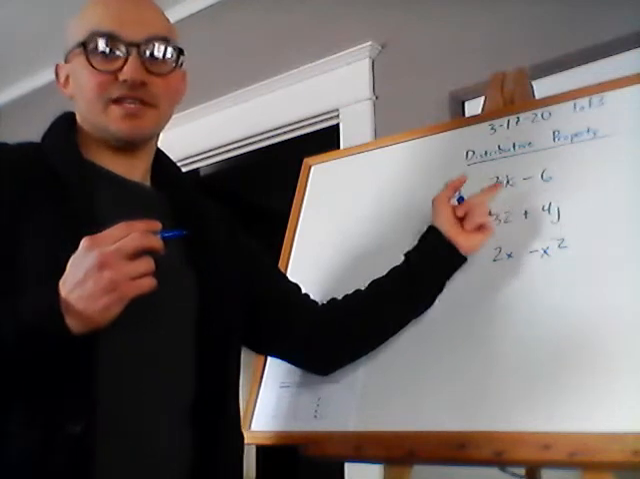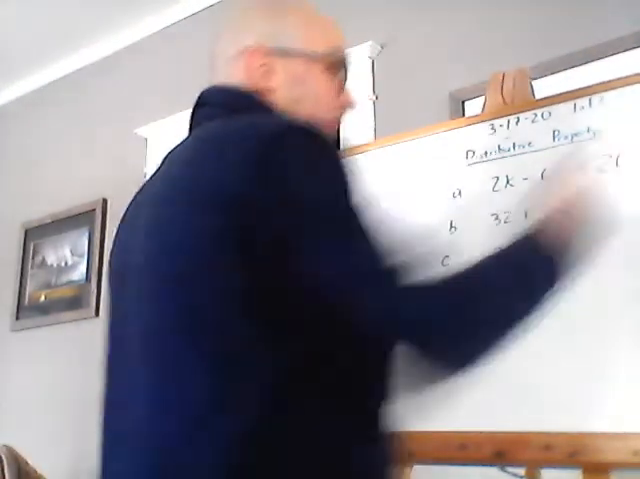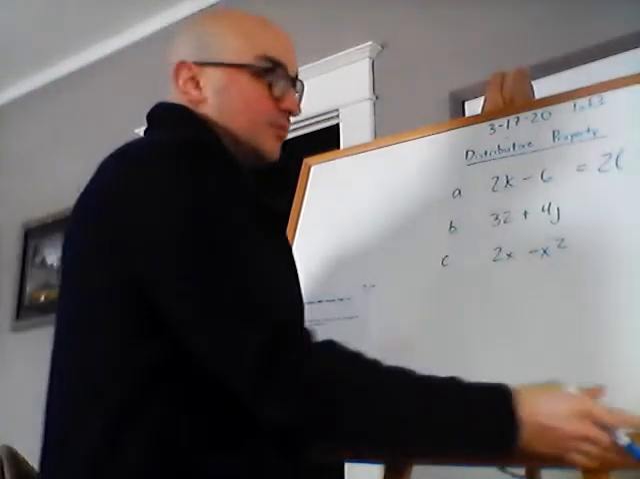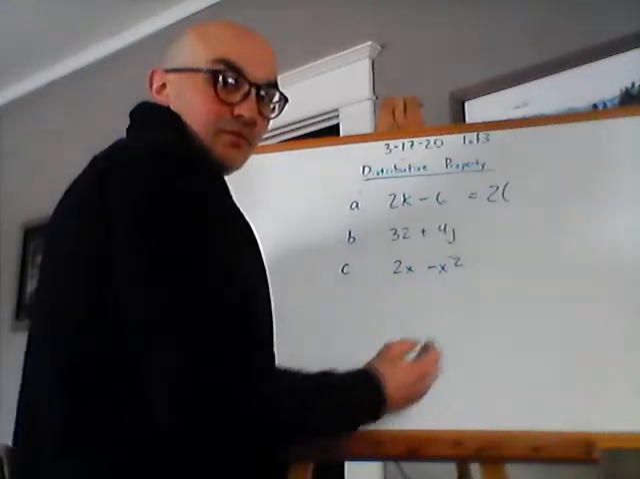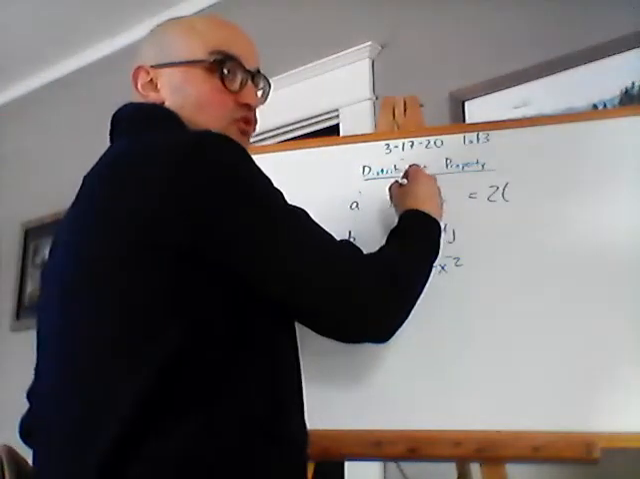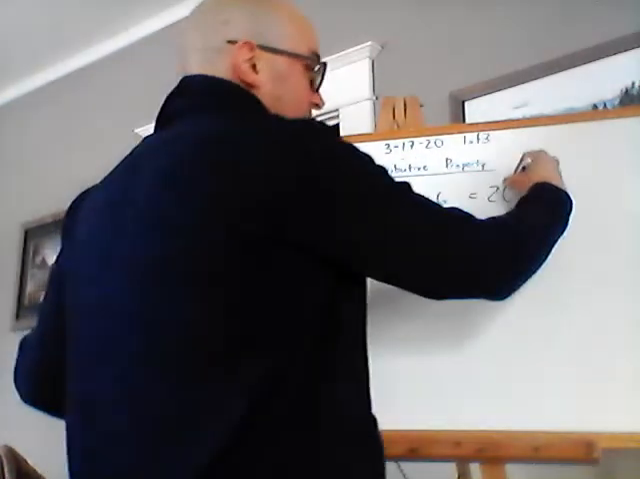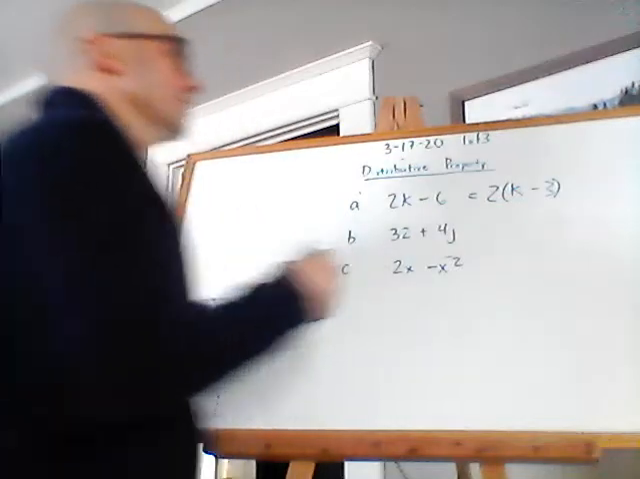Here, 2k and 6 have the common factor of 2. So I write it as 2 parentheses, and then, whoops, need to scoot my board over a bit here. So 2 parentheses, and then what times 2 equals 2k? It's k. And then what times 2 equals 6? Of course, it's 3.